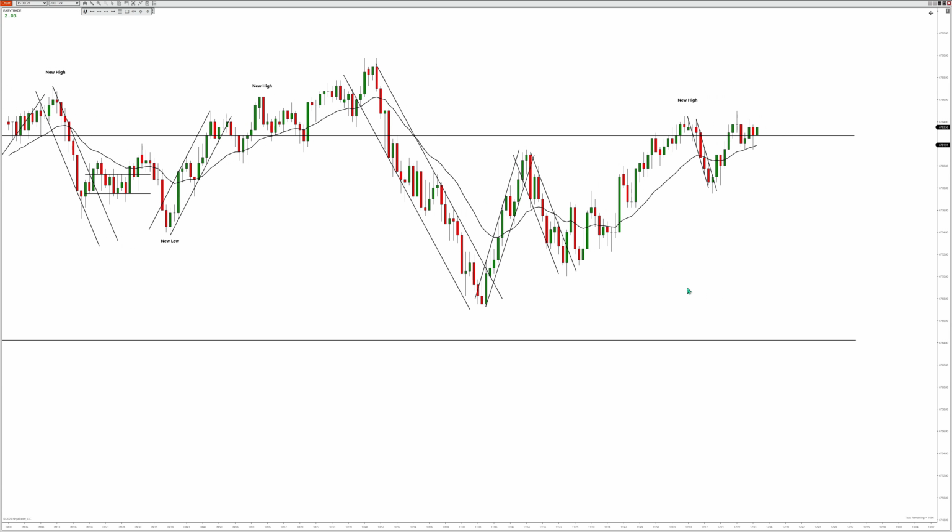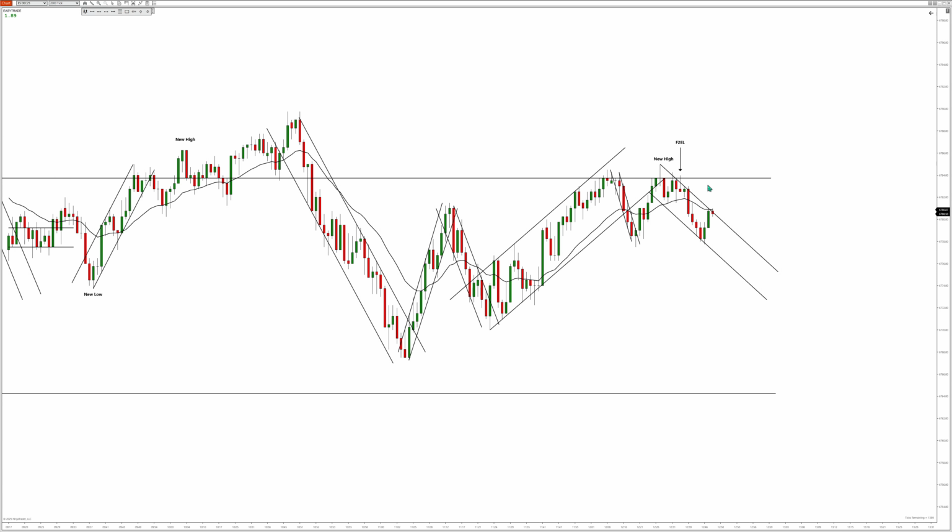All right, guys, we had this failed second entry long off of the top of this range. It was really, really tempting. I actually tried to put my limit in here. You can see the risk is pretty small. It would have been 7 ticks if I entered at the close of that bar.